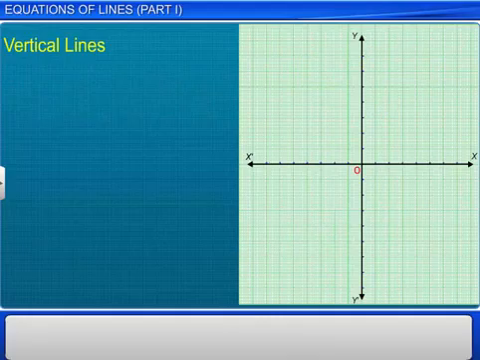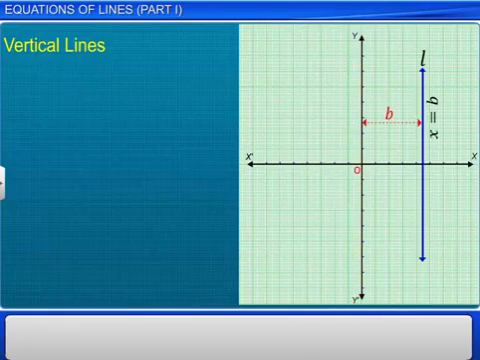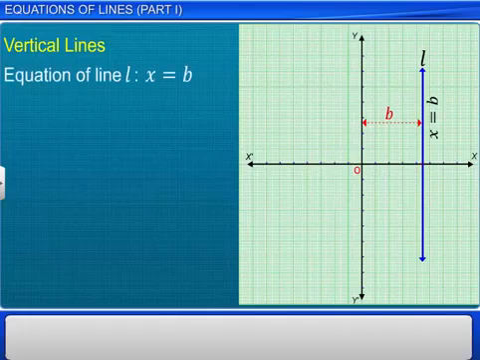Now let us find the equations of vertical lines, or lines that are parallel to the y-axis. Consider a vertical line L that intersects the positive side of the x-axis at a distance b from the y-axis. The x-coordinate of every point on line L at any position is b. Thus, the equation of line L is x = b.